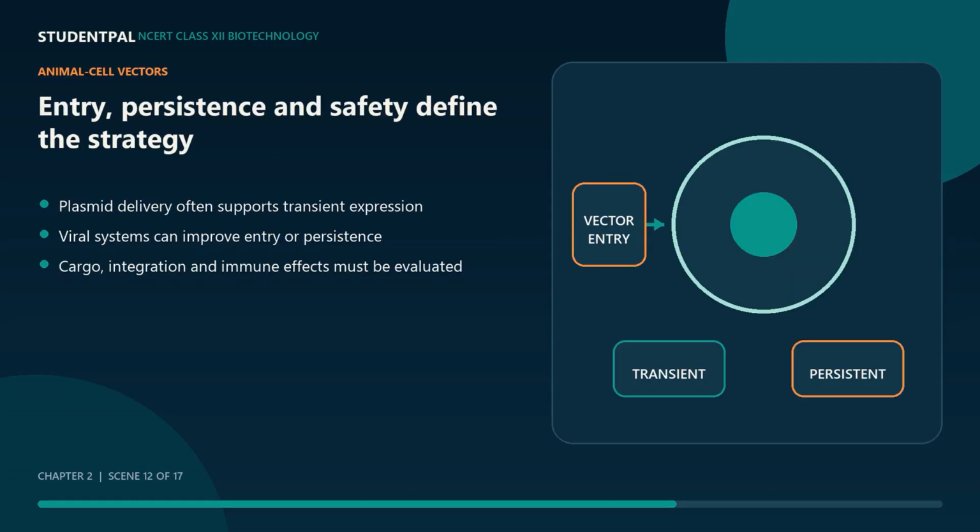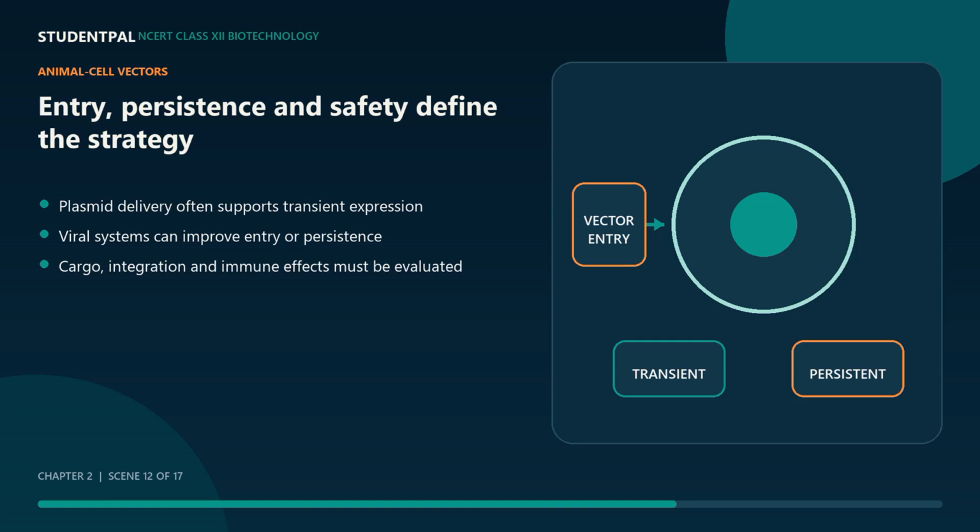Animal cell vector design begins with a different set of barriers. The DNA must enter the cell, often reach the nucleus, persist for the required time and use regulatory signals recognized by the animal cell. Plasmid-based delivery may be suitable for transient expression, where the product is needed for a limited period.